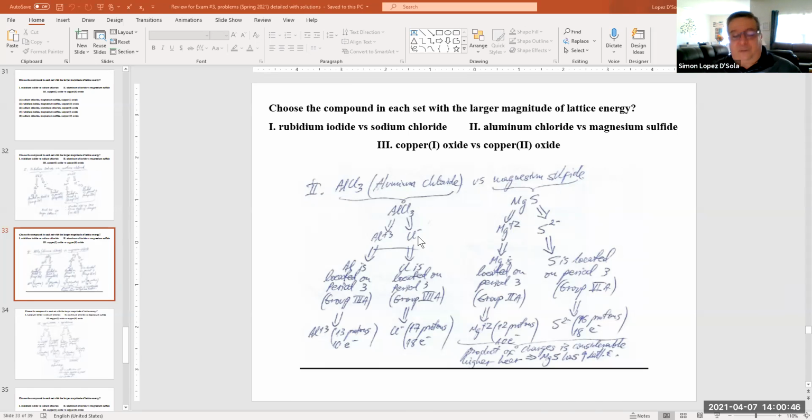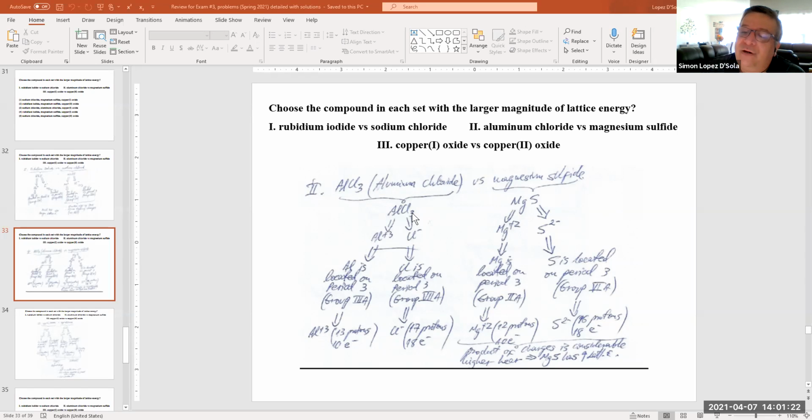However, if you see, aluminum looks smaller than magnesium. So it's difficult to take a decision. But if you consider it in this way, you are making a wrong consideration. Why? Because aluminum chloride is not ionic. Guys, it's not ionic. Aluminum chloride is not an ionic compound.